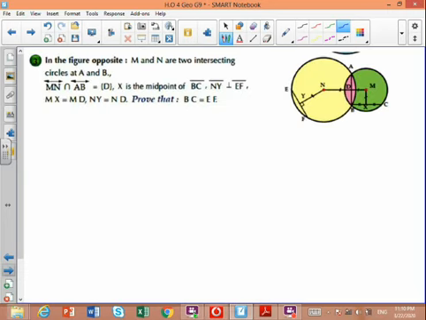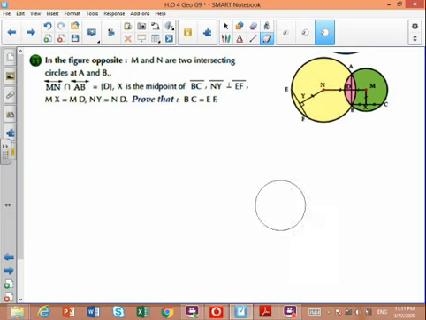The last example here in our lesson: in the opposite figure, M and N are two intersecting circles. I want to remind you of something when two circles are intersecting. If this one is N and this one is M, the line joining the two centers of the two circles is called the line of centers. In the case of intersecting circles, if I have the common chord between the two circles, this line of centers bisects the common chord and is perpendicular on it.